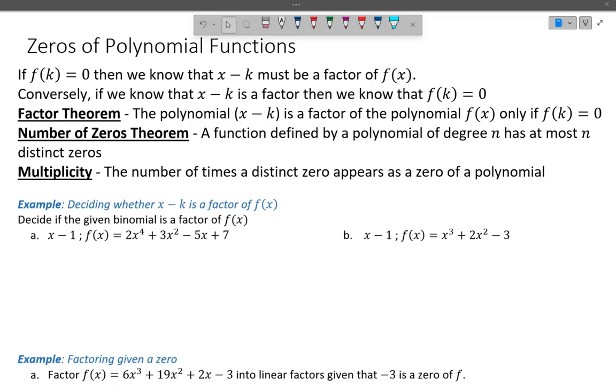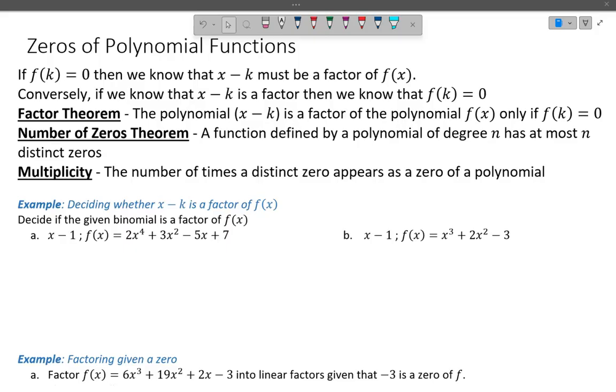Now this here is one of my favorite units of all time. It's the zeros of polynomial functions. We talked in the previous section about how if f of k equals 0, we know that x minus k must be a factor, and we saw a couple of those. And again, if x minus k is a factor, we also know that f of k equals 0, and that is a zero. So the factor theorem states that a polynomial x minus k is a factor of the polynomial only if f of k equals 0, and we use synthetic division to check that.